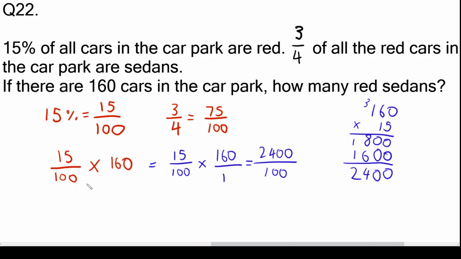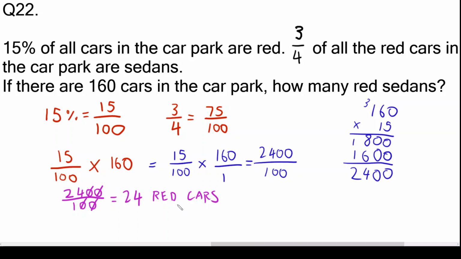And when we want to simplify this fraction, what you can do is this. We've got 2,400 over 100. And if there's a 0 on the top and a 0 on the bottom, they cancel. And that 0 cancels with that one. We have 24 divided by 1, which is just 24. So that's how many red cars in the car park: 24 red cars. All right.